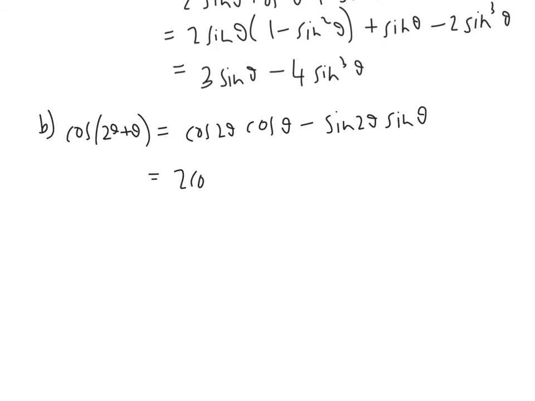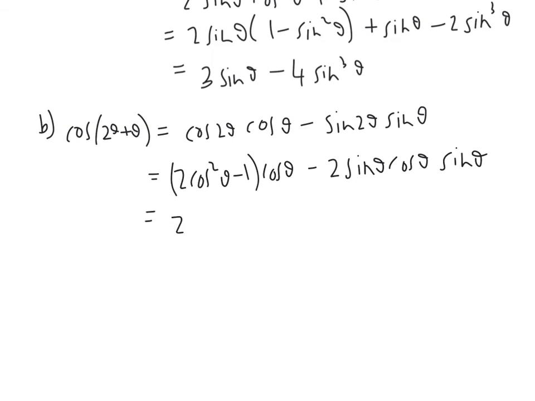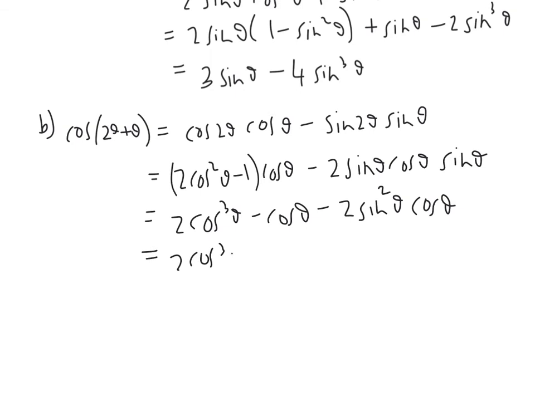Cos 2 theta is 2 cos squared theta minus 1. Sine 2 theta is 2 sine theta cos theta, and then sine theta. If we simplify that, we get 2 cos cubed theta minus cos theta, and the last term would be sine squared theta cos theta. We've got a sine squared in there, which we want to get rid of. We want it in terms of cos, so we can change that to be 1 minus cos squared theta.